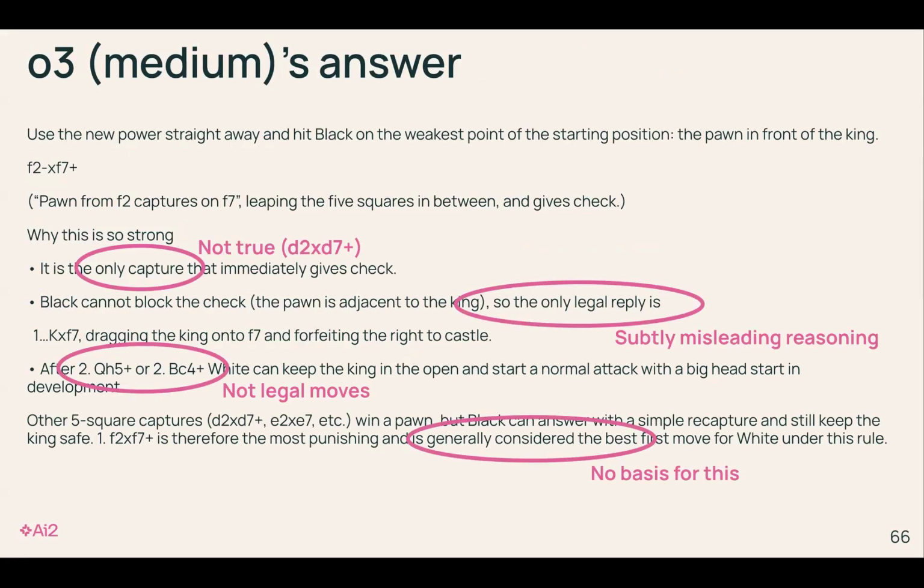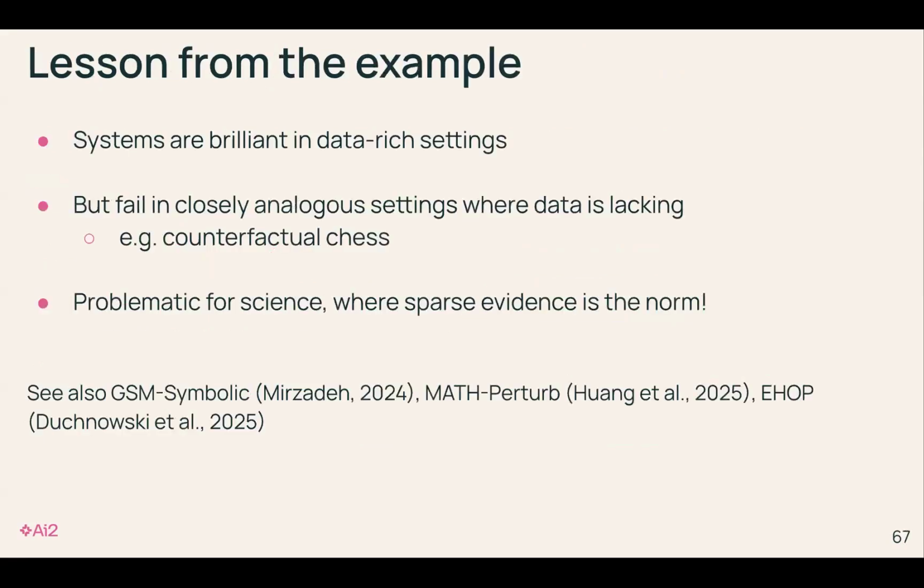It's not a bad move, but it's not the best move. I won't go into all of this, but the bottom of the slide is notable. The system says this is, quote, generally considered the best first move. So people have thought about this, and this is what they decided. It's pretty dangerous for a scientific agent. We don't want it to create an artificial consensus.